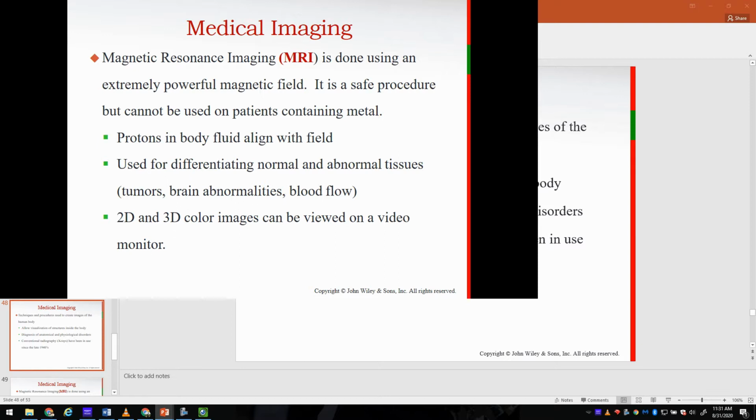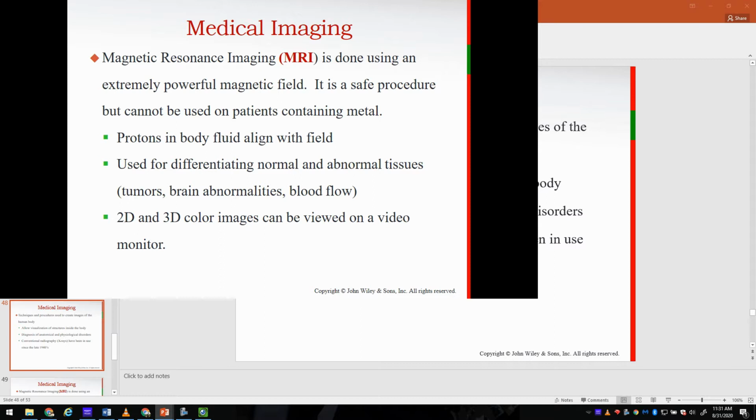So how the MRI works is protons in your body fluid align with the magnetic field, used for differentiating normal and abnormal tissues such as tumors, brain abnormalities, and blood flow. And again, if you have damaged cartilage or ligaments or tendons, they can see that as well. The magnets bombard all the protons that are in the fluid, and then when the magnetic wave goes through the body, the fluid will disrupt those waves, and the machine reads the disruption in the waves, and that's how you get the imaging.